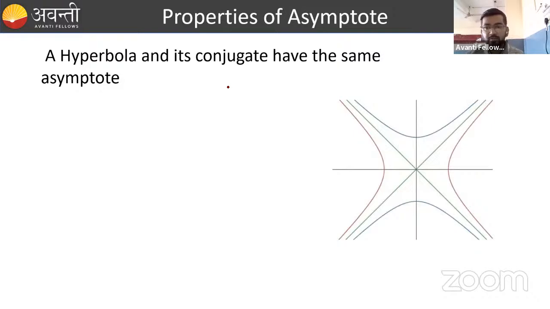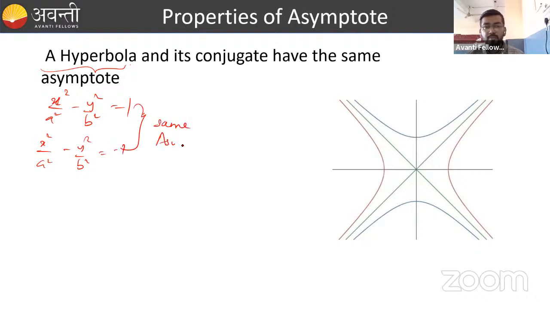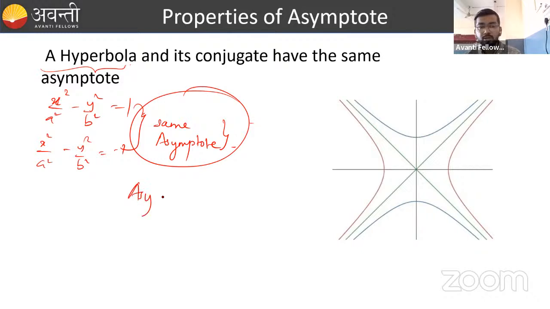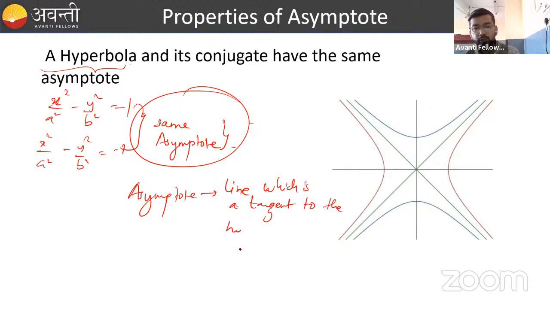Hyperbola and its conjugate have the same asymptotes. So this is a property of asymptotes. So the hyperbola and its conjugate, x square by a square minus y square by b square equals 1, and x square by a square minus y square by b square equals minus 1, these two will have the same asymptotes, right? So an asymptote, we know, is a line which is a tangent to the hyperbola at infinity, right?